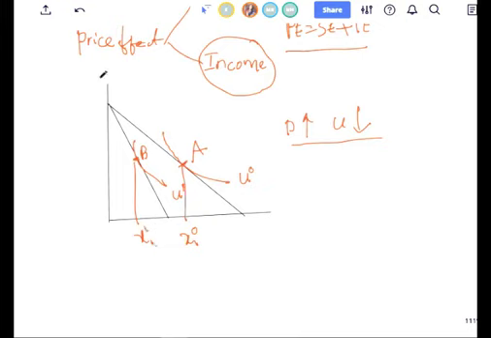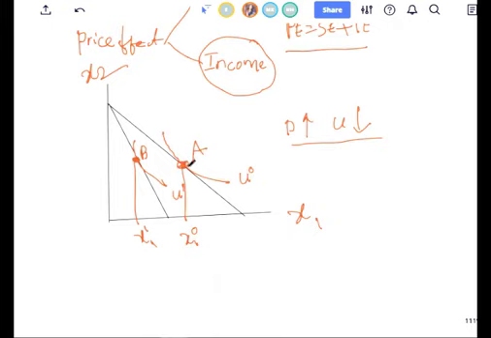I'm not worried about X2 at the moment because X2 price has not changed. So let's only worry about this. The question is, this has a new price. So remember, price will not go back. Once the price has changed, it is exactly the same.